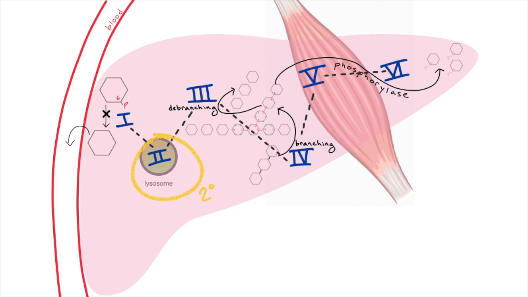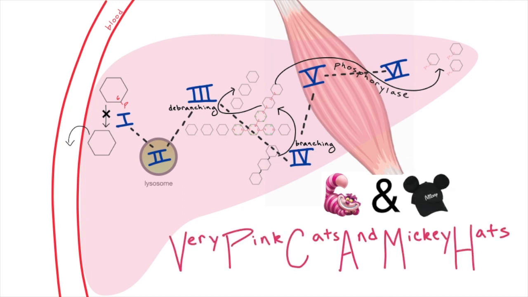Type 2 occurs at a secondary site of glycogenolysis in the lysosome, and type 4 is an issue with the formation of glycogen rather than the breakdown. Now your only job is to pair the type to the name, which can be accomplished with a rhyming mnemonic of things you might find at Disneyland. Very pink cats and Mickey hats. Very Von Gierke, pink Pompe, cat Cori and Anderson, Mickey McArdle, hats Hers. It's silly, but you'll remember it.